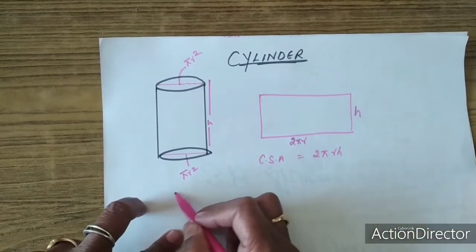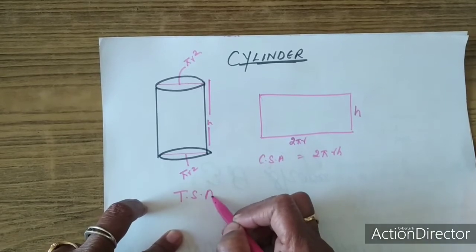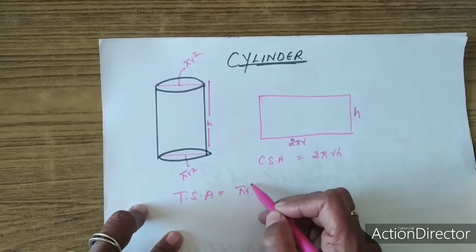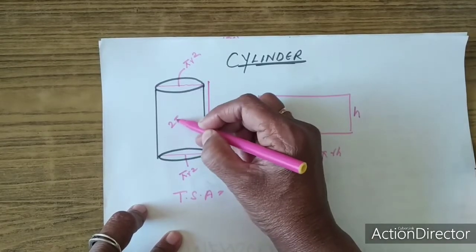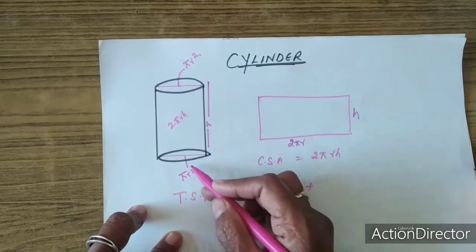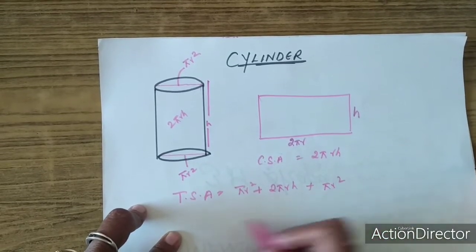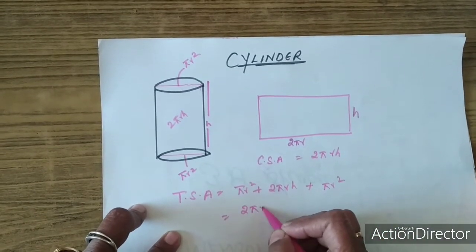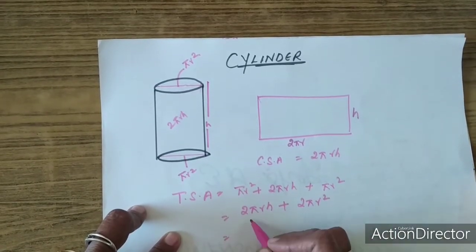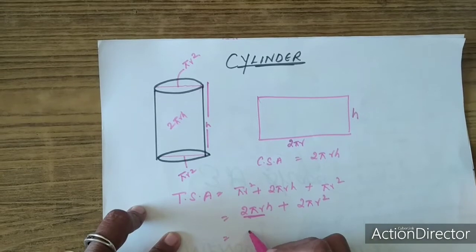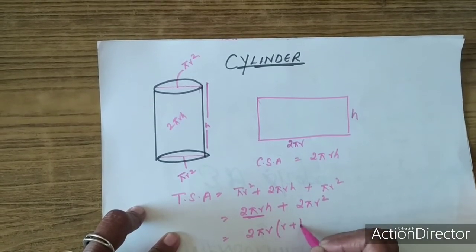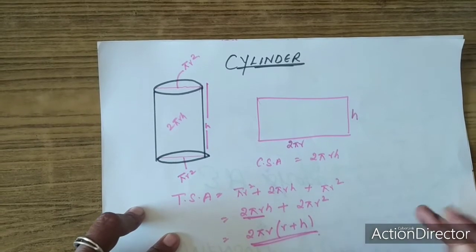Now for deriving the total surface area, I said total surface area is nothing but adding all the faces. So pi r square plus 2 pi r h plus again one more pi r square. So my formula will be 2 pi r h plus 2 pi r square. Now I can take the common factor 2 pi r outside. So the formula will be 2 pi r into r plus h.